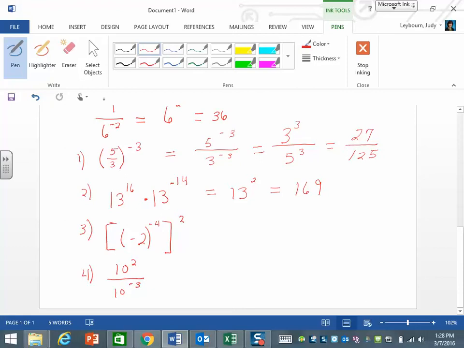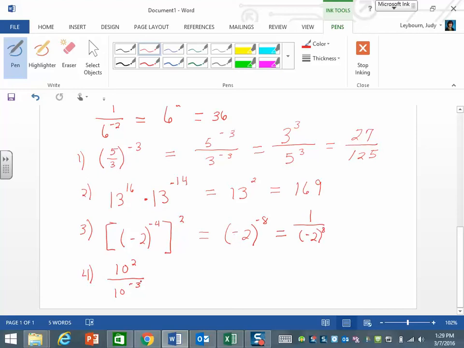For this problem, I can apply my rule, so I can keep the base the same. So the base is -2, and -4 raised to the second would be -8 as an exponent. And because we don't like to keep negative exponents, it would be the reciprocal, so it's 1 over -2 to the 8th power.